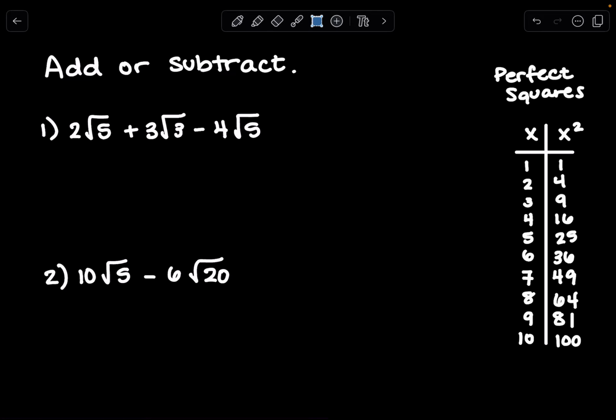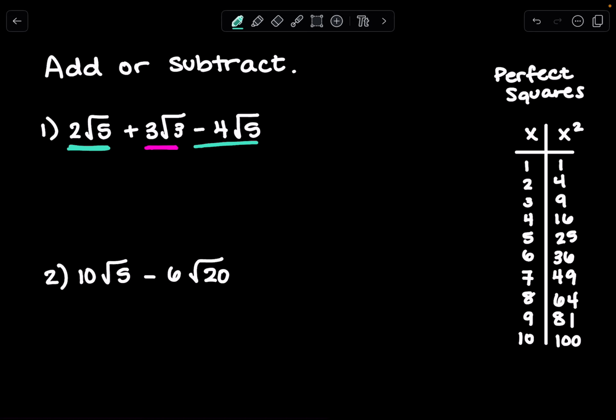Okay, I want to show you an example here. The first thing I'm going to do is work through and find the things that are alike. Like terms, again, are going to have like radicals. So I notice on number 1, I have a square root of 5. I have another square root of 5. And then I also have a square root of 3. The two pieces that I underlined in blue are going to get to go together because they're both square root of 5. The one I underlined in pink will not.